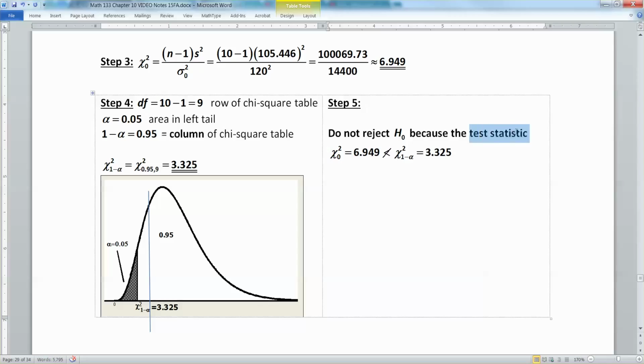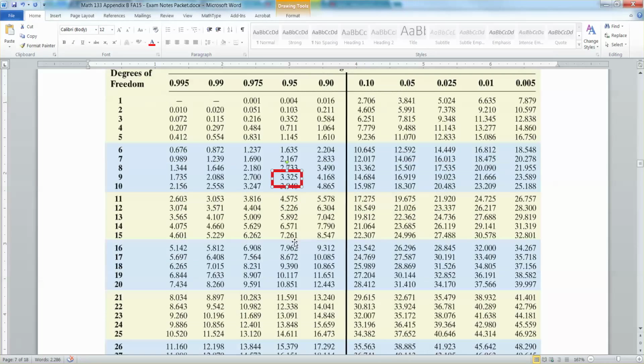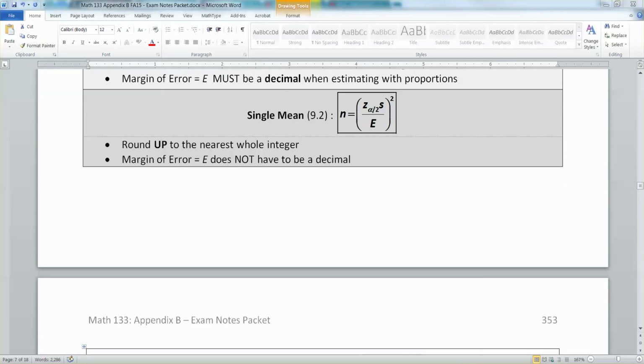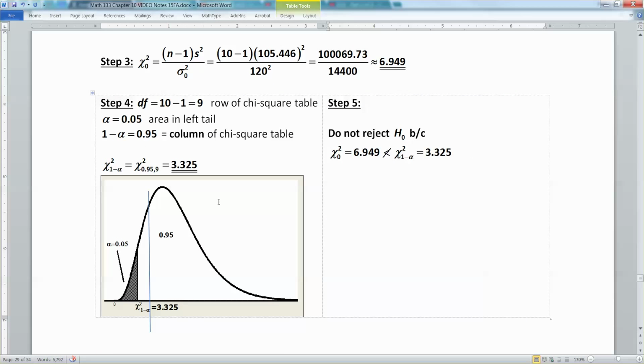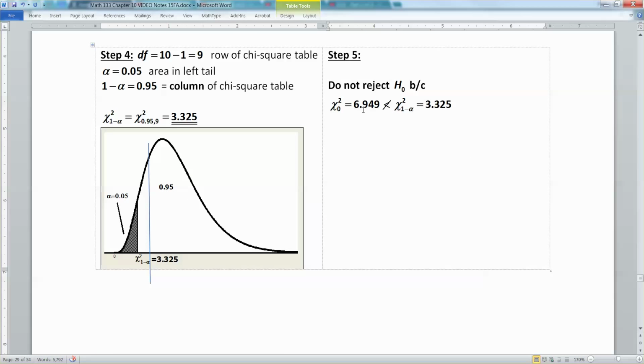So I just typed that up. Because our chi-square value, chi0 squared, our test statistic, is not less than our critical value, we are going to not reject the null hypothesis. And why did I write it like that? Well, let me go back here to step 5 of the classical method. And you can see it says reject your null hypothesis on a left-tailed test, which this is, if your chi0 squared is less than your chi 1 minus alpha squared. And that is not what we have going on. Our chi0 squared is not there. In other words, our chi0 squared is not in the rejection region.